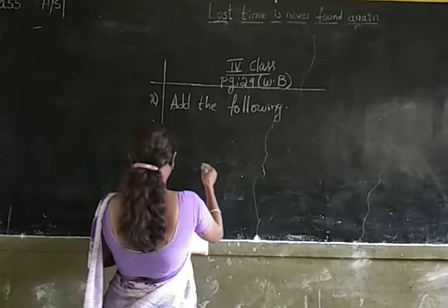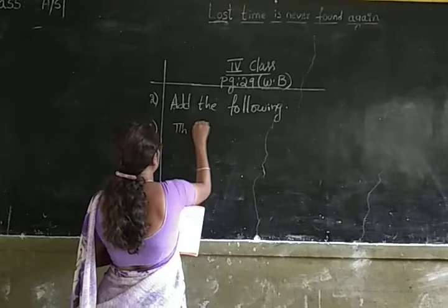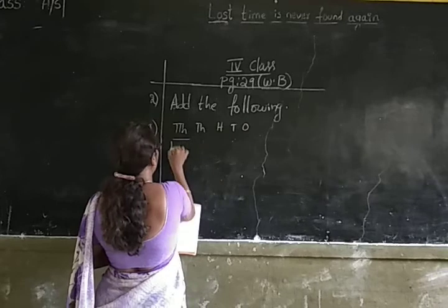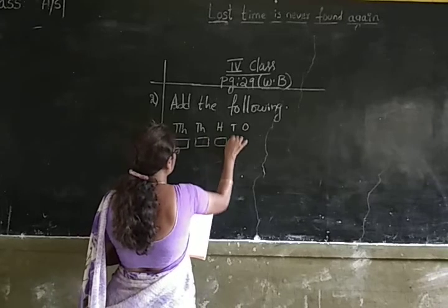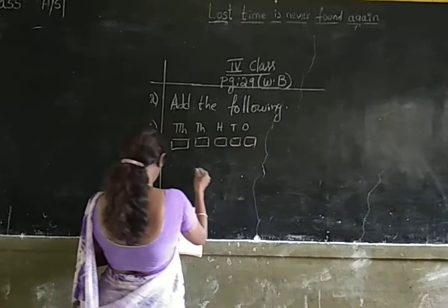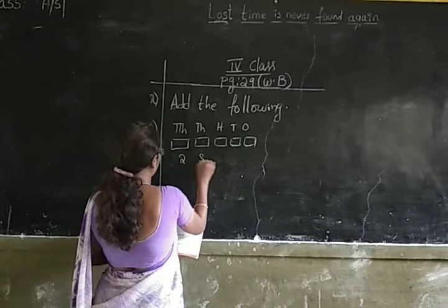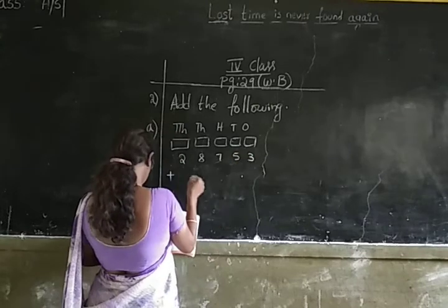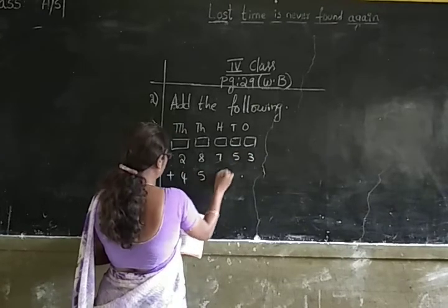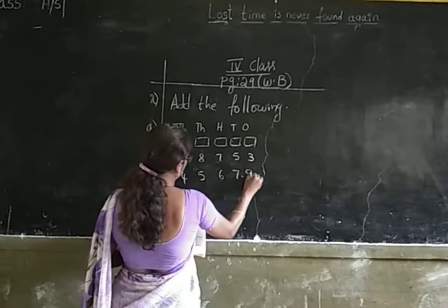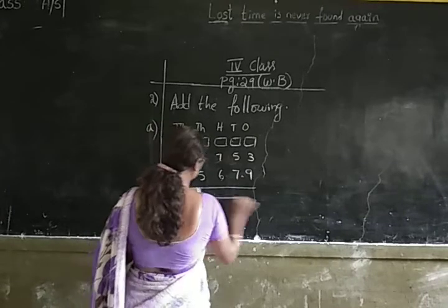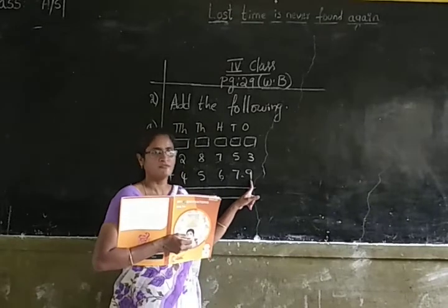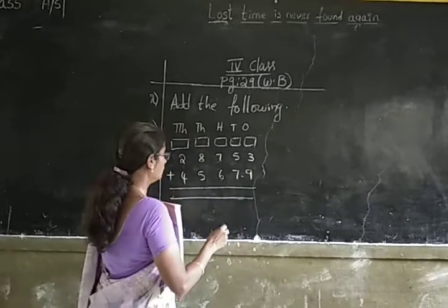First question. First, let us write down the places: 10,000s, thousands, hundreds, tens, ones. After writing the places, arrange the numbers in columns. 28,753 plus 45,679. Now we have to add these numbers. Addition should always be started from ones place. Now let us add the numbers in ones place.